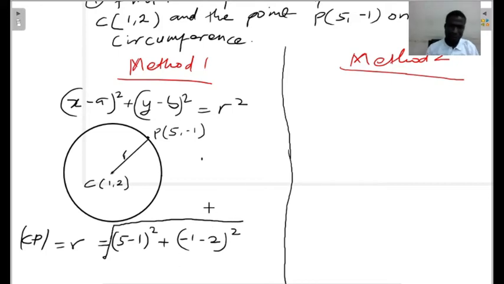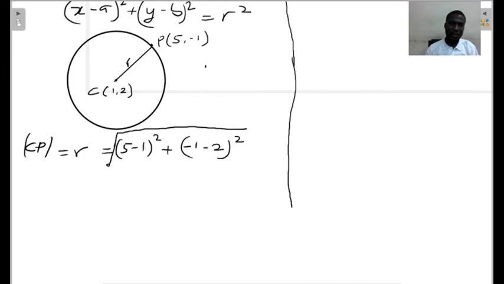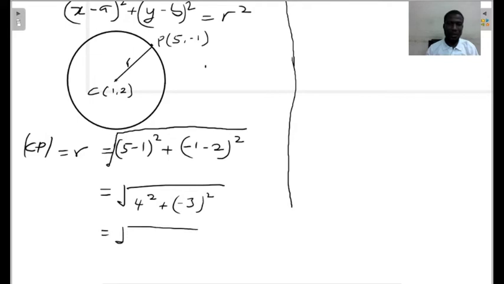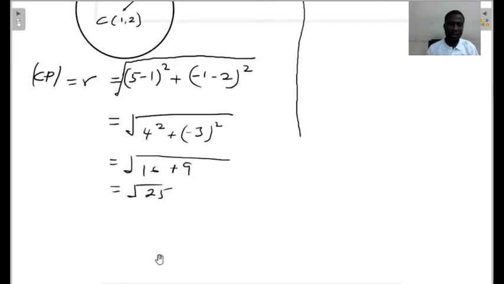To work this together, the radius of this circle is going to be the square root of 4 squared plus negative 3 squared. That will give us square root of 16 plus 9, which will give us square root of 25, and that is the same as 5 units.